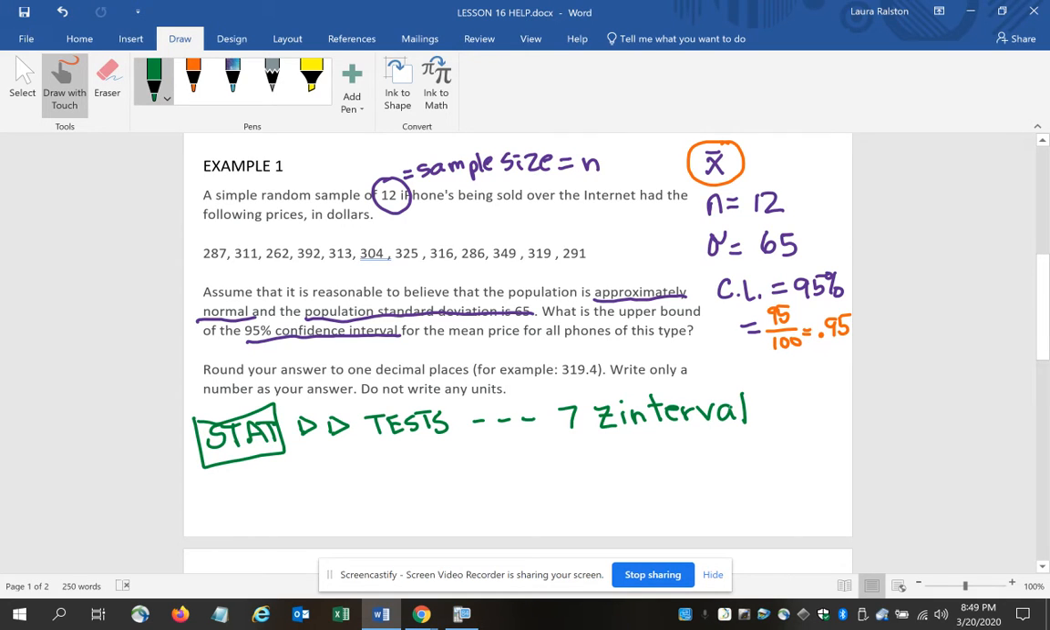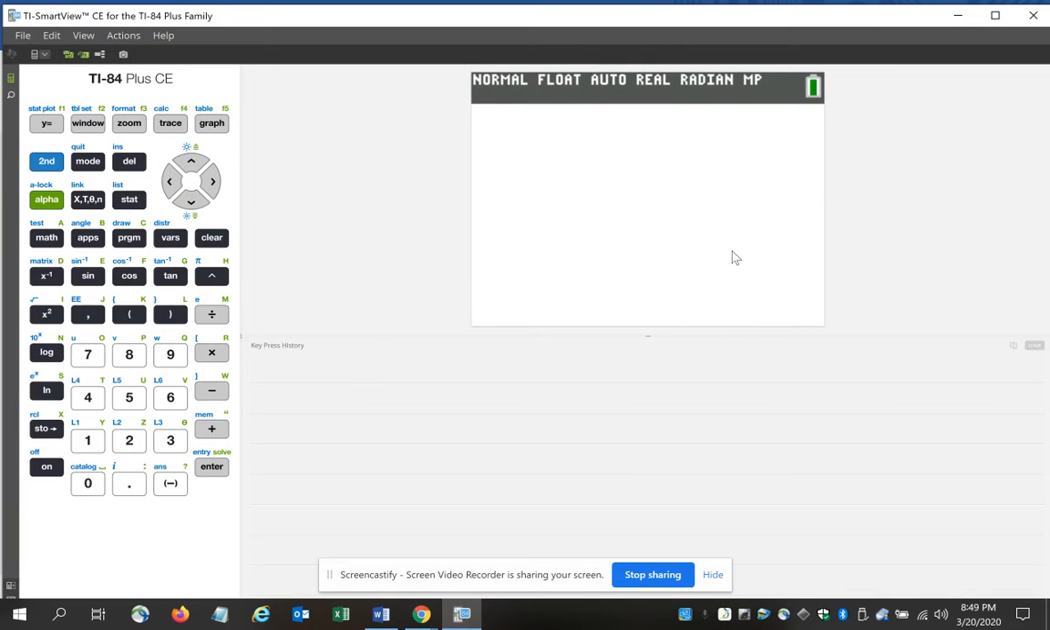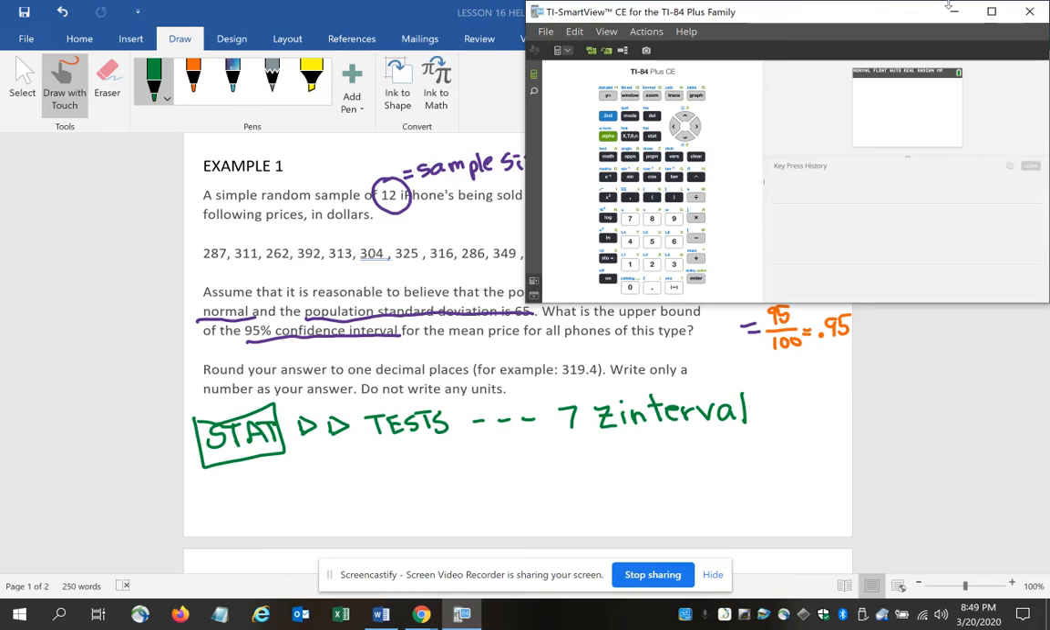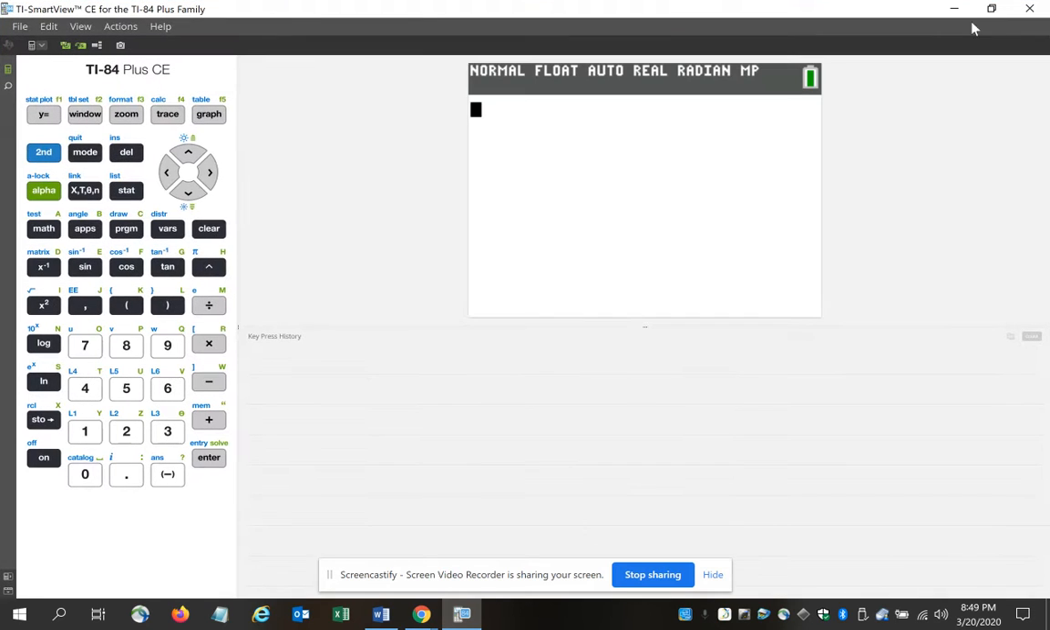And then from there, I can finish out the problem. So I'm going to show it to you actually on the calculator. That tells you how to get there. So let me pull my calculator up on the screen. Okay, I'm going to try to pull it off to the side so you can see the problem and the calculator, hopefully, at the same time.